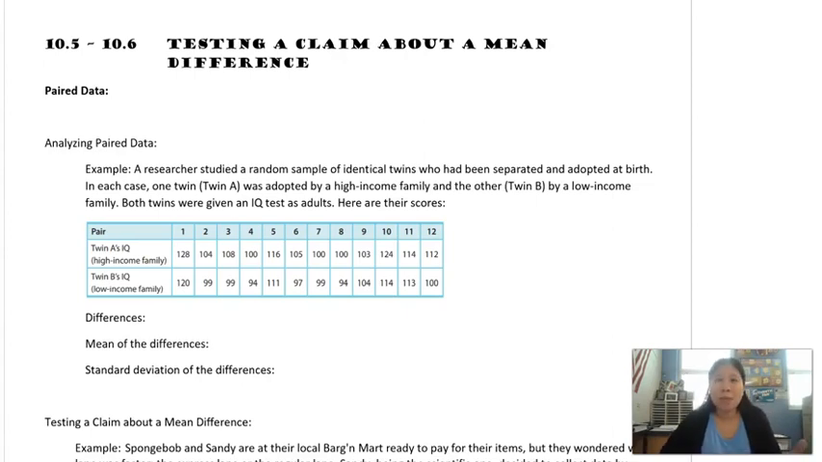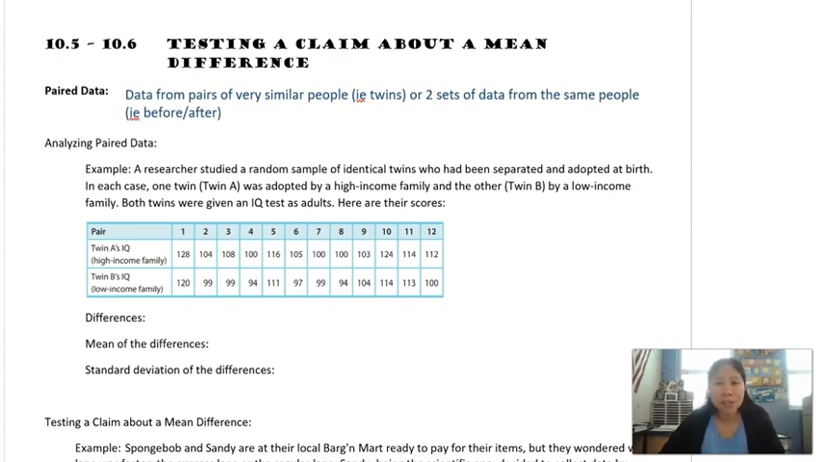And what this means is that we're looking at two sets of data, but then we're going to look at the difference between them and then calculate an average that way. So paired data itself counts as data from pairs of very similar people, like if we had twins or something like that, because they're very similar to each other, or if you had two sets of data from the same people. So like if you had one group of people and you were looking at the data of something you measured before and then measured from the same people again after.